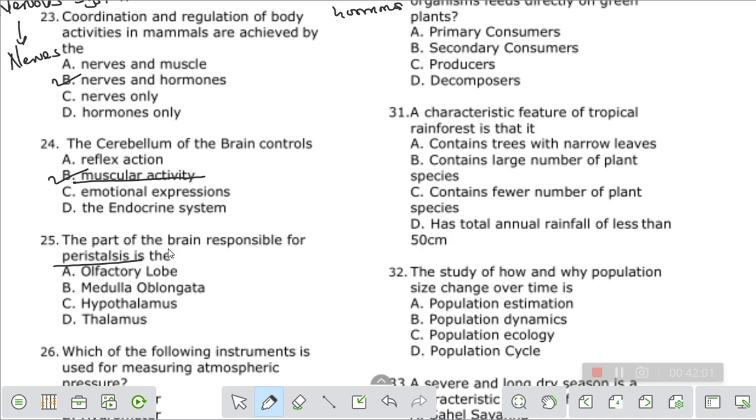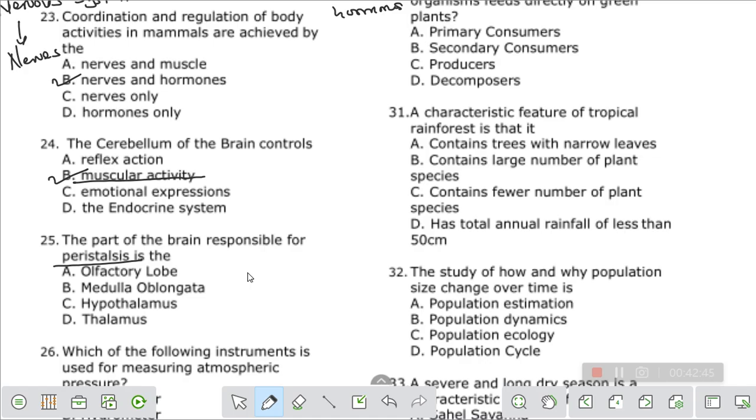The part of the brain responsible for peristalsis is what? Is it the olfactory lobe? Is it the medulla oblongata? Is it the hypothalamus? Is it the thalamus? I told you the medulla oblongata has to do with involuntary action. So of course, that will be our answer. I think you guys are getting this logic. This thing is not hard. Just know how they work. They will not ask you direct questions, especially when you gain admission. So don't let me scare you.